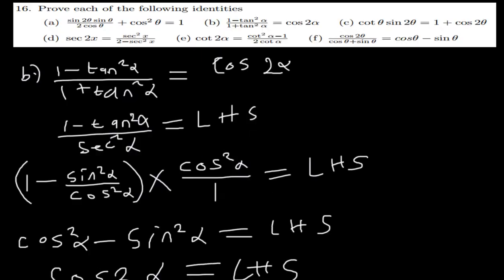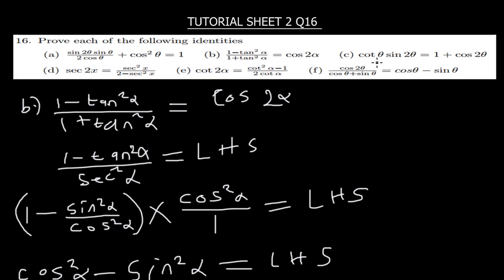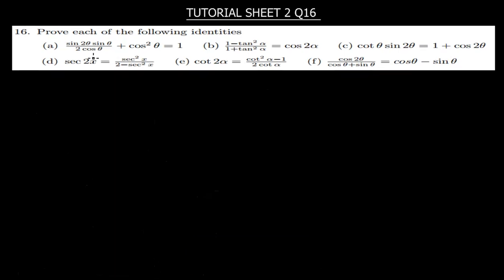We move on to the next question, which is this one: cot theta sine 2 theta is equal to 1 plus cos 2 theta. Let us see how we're going to solve this. Alright, so we move on to C.